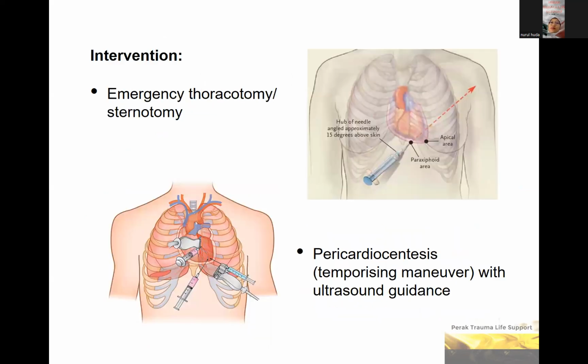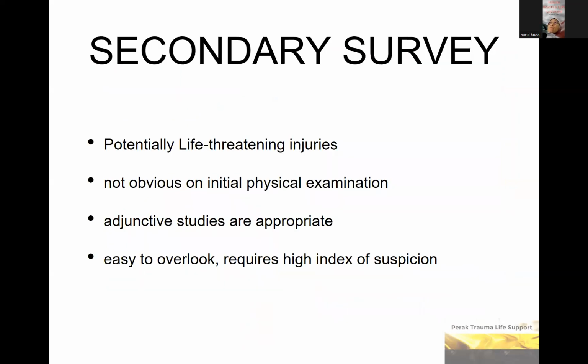So for intervention, the patient basically will need an emergency thoracotomy or sternotomy. That will be the definitive treatment. However, in the emergency department, we can perform pericardiocentesis that will act as a temporary measure. But since we have an ultrasound, don't do it blindly. Please use ultrasound guidance when you perform the pericardiocentesis.